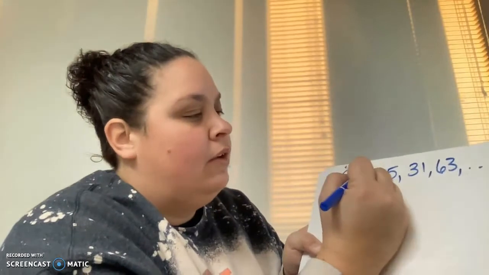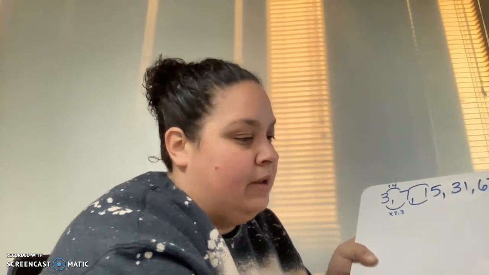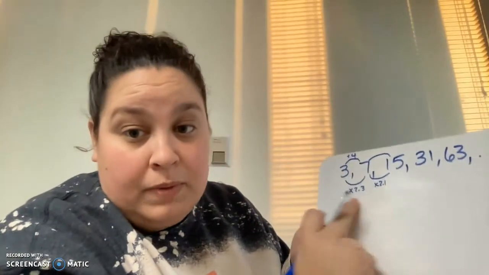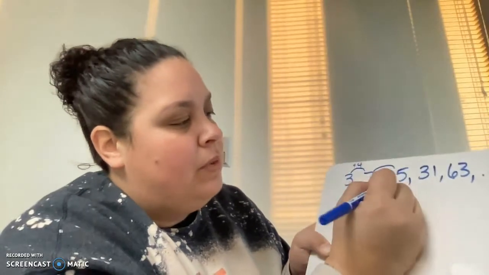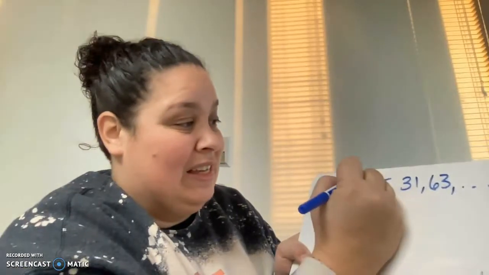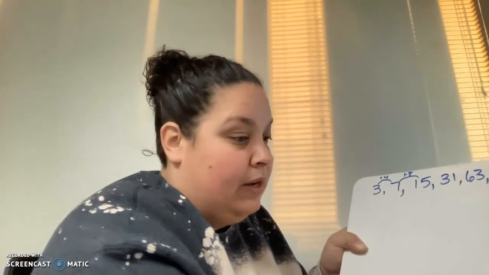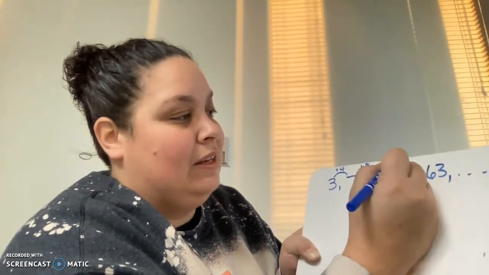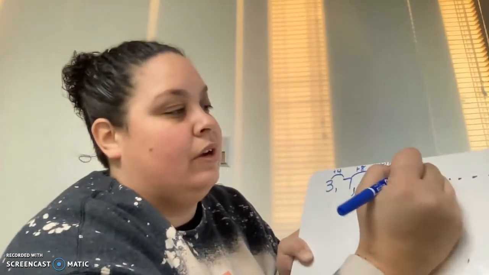Okay, let's check from here to here. From here to here, I can either take 15 and divide it by 7, and I get 2.1. So I know I'm not multiplying by the same because there's 2 different numbers. So multiplying's out. But let's try this adding stuff still. From 7 to 15 is plus 8. And then 31 minus 15 is 16. And then 63 minus 31 is 32.